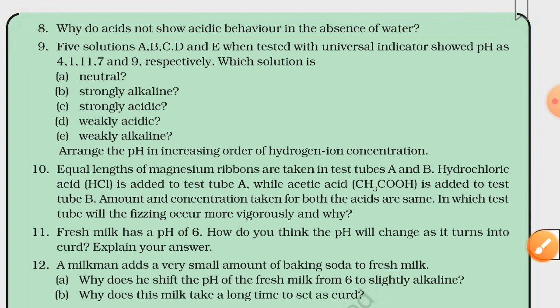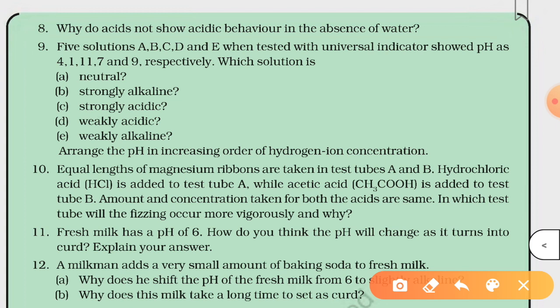Now the 10th one. Equal lengths of magnesium ribbon are taken in test tubes A and B, and in the first test tube you are reacting it with HCl, while in the second one you are using acetic acid. The amount and concentration of acid are the same in test tube A and test tube B. In which test tube will the fizzing occur more vigorously and why?